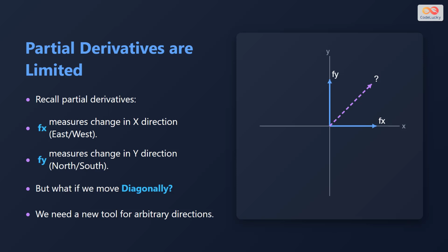Let's review the limitation of standard partial derivatives. The partial derivative with respect to x only measures the rate of change if you move horizontally. The partial derivative with respect to y only measures the change if you move vertically. But looking at the diagram, what if we want to move diagonally, along the dashed line? Neither fx nor fy alone can give us this answer. We need a way to combine them.